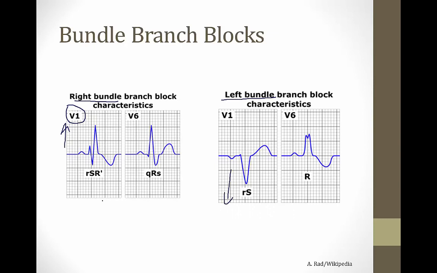Also notice that V1 in a right bundle branch block often has two R waves as shown in this picture. It's sometimes called an RSR prime complex. The two R waves are sometimes described as rabbit ears because they are double upward spikes like you might see on the head of a rabbit, and that is a common finding in patients who have a right bundle branch block.